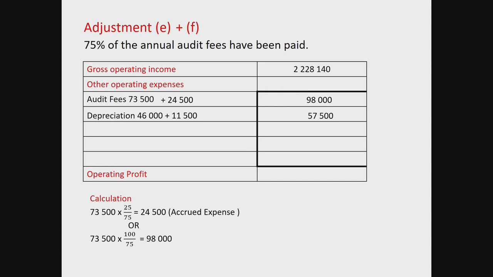So the item that we're talking about will be depreciation. We're busy in the operating expenses section. Your calculation is 46,000 plus 11,500, and your final answer is 57,500. Just remember, you need to update your income statement now with those two figures.